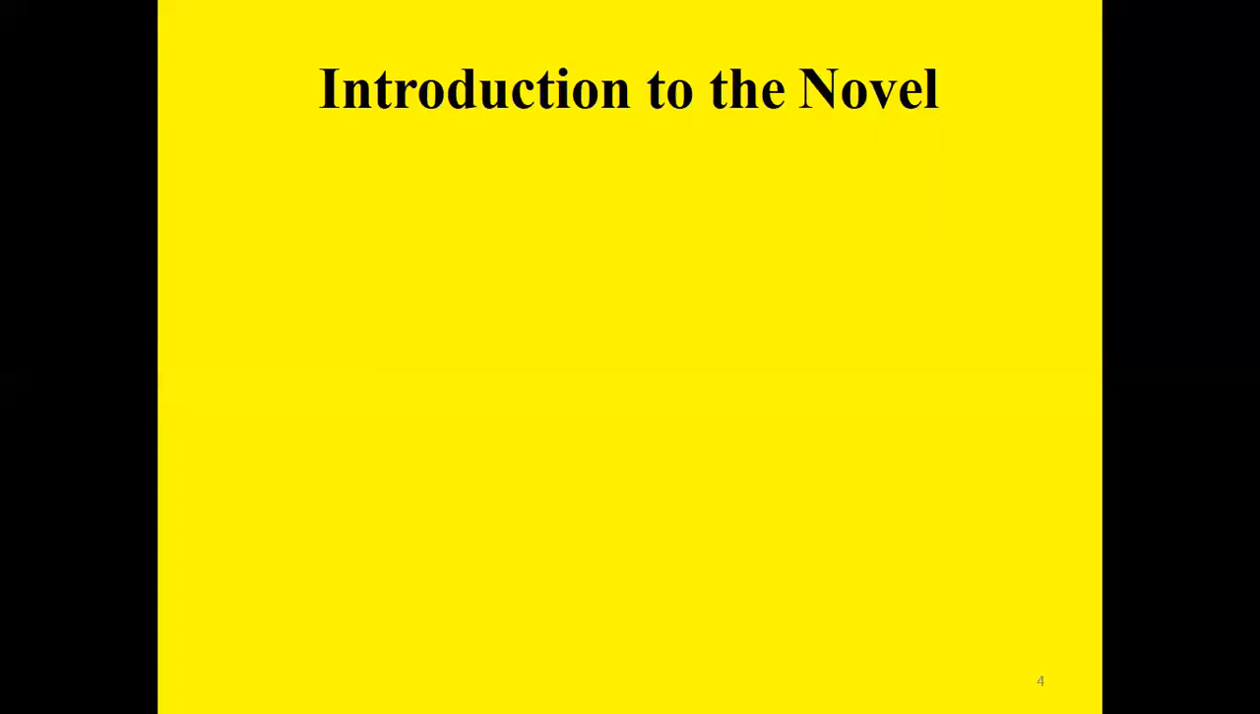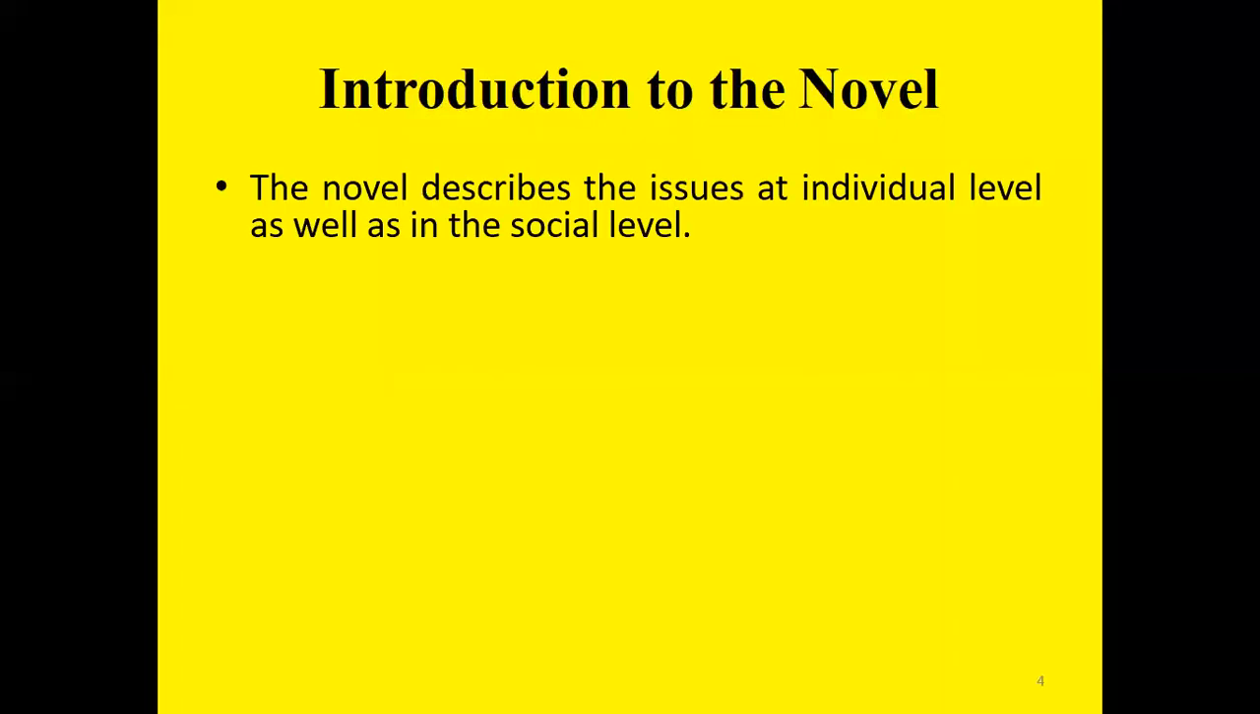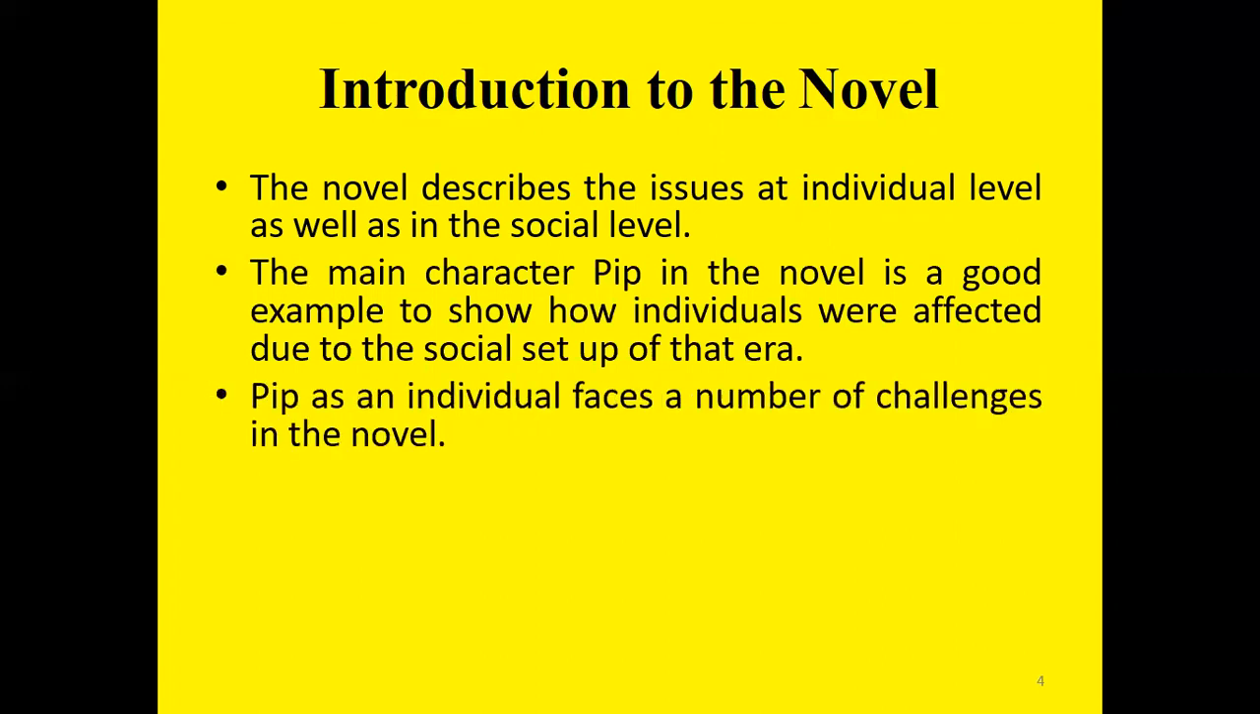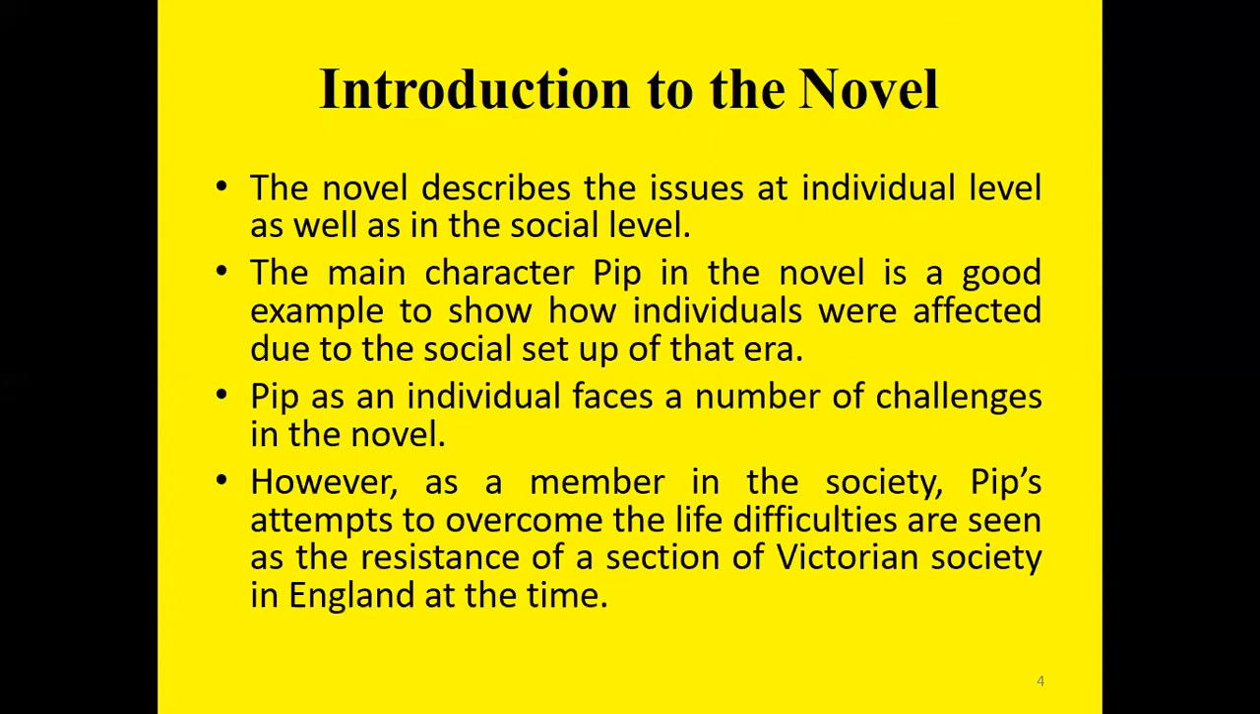Introduction to the novel. The novel describes the issues at individual level as well as at the social level. The main character Pip in the novel is a good example to show how individuals were affected due to the social setup of that era. Pip, as an individual, faces a number of challenges in the novel. However, as a member of the society, Pip's attempts to overcome the life difficulties are seen as the resistance of a section of Victorian society in England at the time.